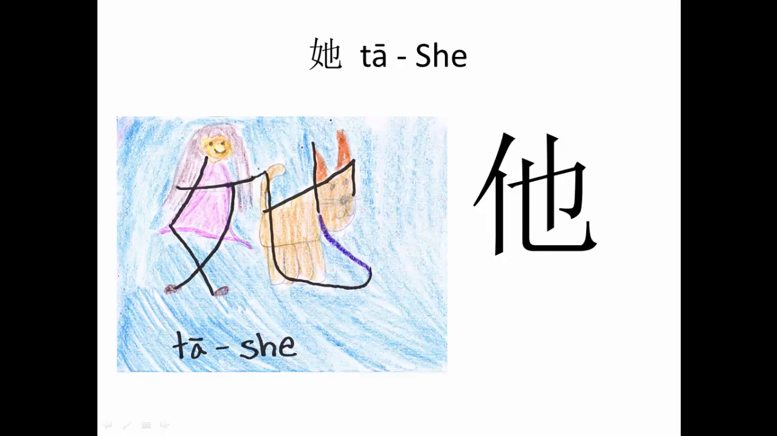The next character you need to know is ta, the she, ta. You can see the character for he and she are very similar, except he has a person radical and she has the female radical. Here my student has illustrated it as a woman walking her dog.